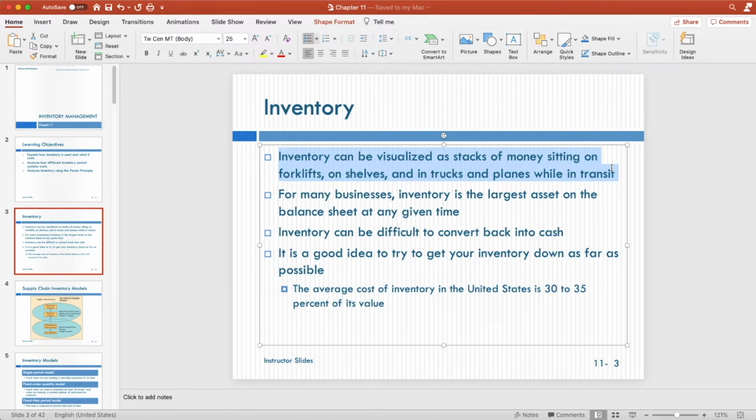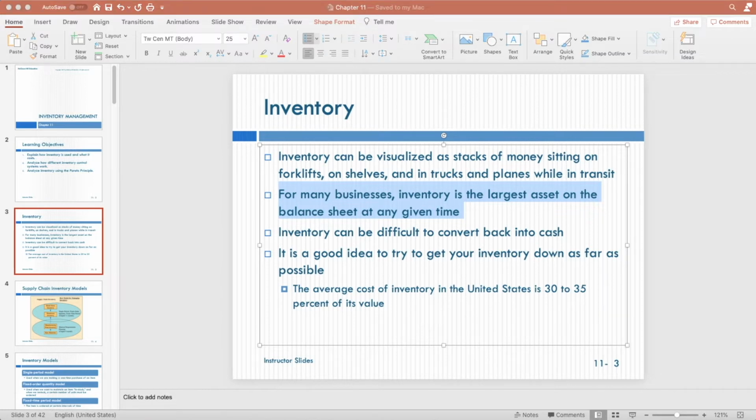That's why we have to monitor inventory very carefully, in order to get a better sense of where the inventory level is within our firm and how we can improve our inventory efficiency in order to save some money. So that's just giving you a basic sense of what inventory is, and what kind of things can be viewed as inventory. Basically, inventory is everywhere, as I just said. That's why for many businesses, inventory can be the largest asset on your balance sheet at any given time. You have to monitor it very carefully.